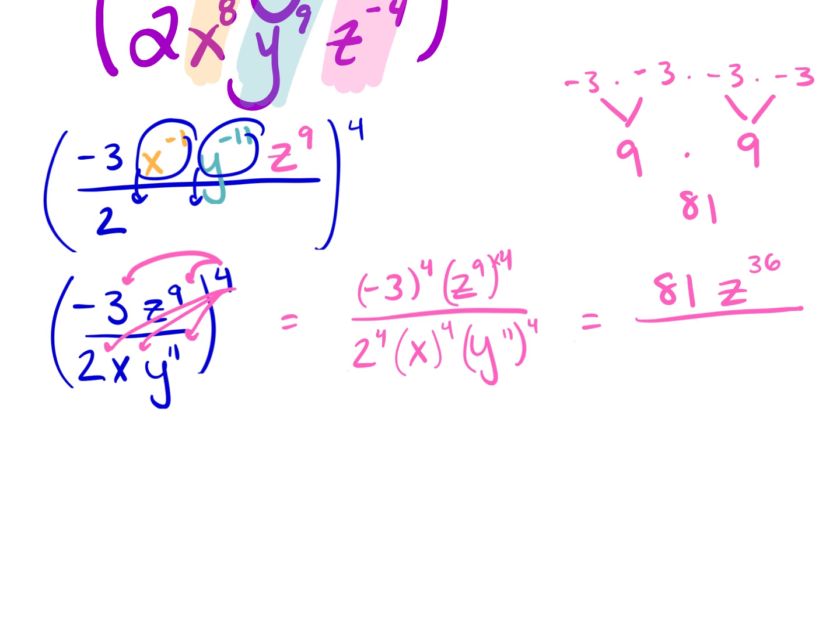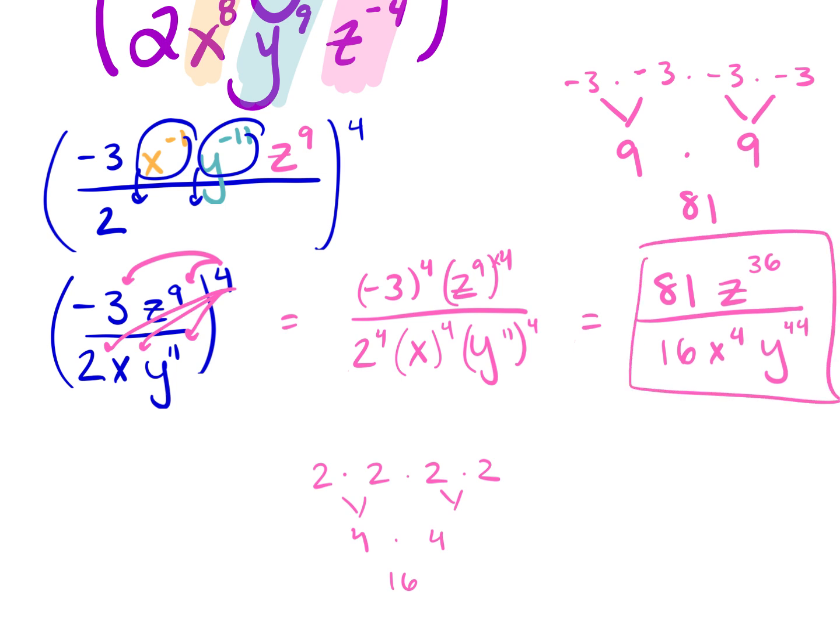Then what's 2 to the 4th power? 16. Awesome. Write it out if you need to. 2 times 2 times 2. 2 times 2 is 4. And 4 times 4 would be 16. So we get 16. Next we have x to the 1st power to the 4th power. So that would be x to the 4th power. And then again with y, what do we do when we have a power raised to power? Multiply. So y to the 44th power. So that would be as simplified as we can go.